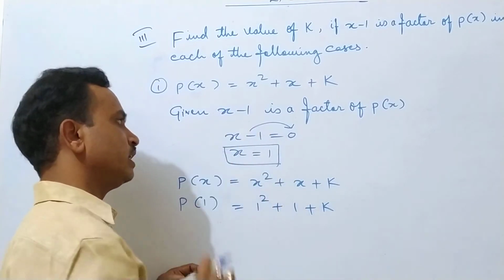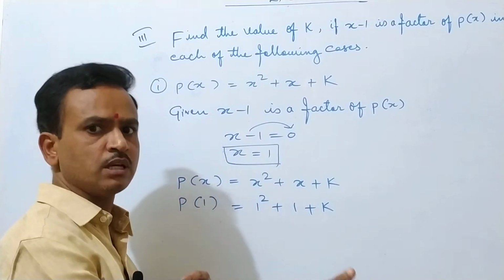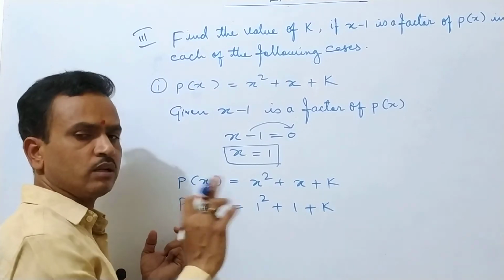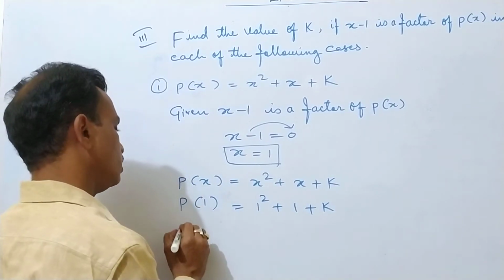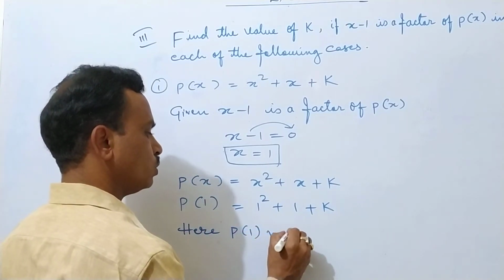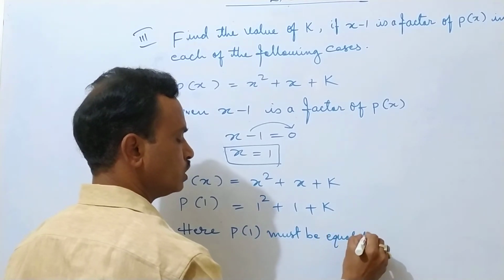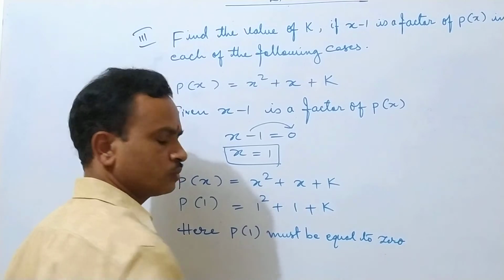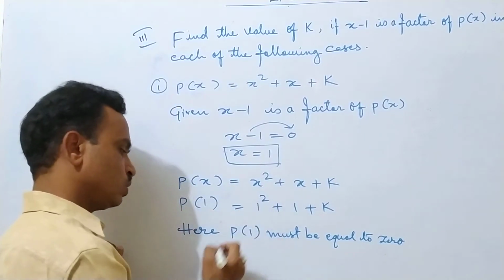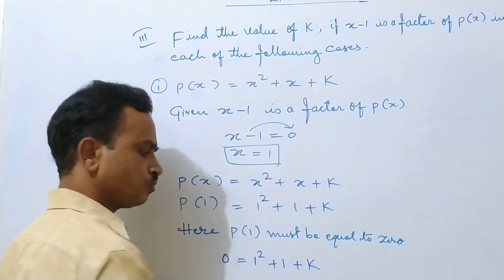Now the condition given is x minus 1 is a factor of p of x, which means the remainder should be equal to 0. That means p of 1 must be equal to 0. Okay, that means the LHS side becomes 0. So 0 is equal to 1 square plus 1 plus k.